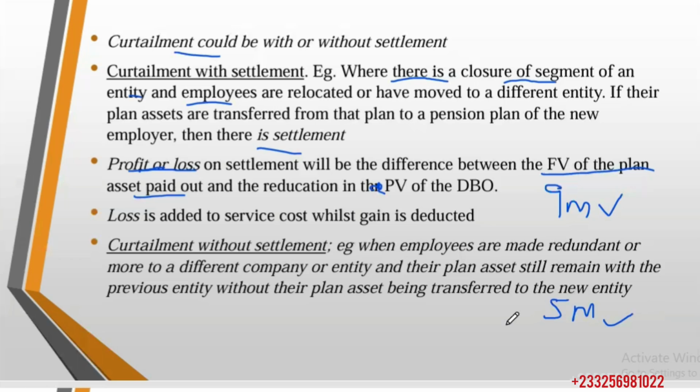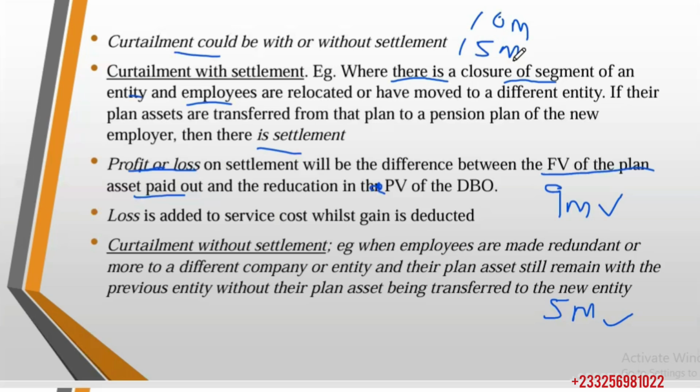Am I following? On the other hand, let's say you are transferring 10 million into the pension plan of the new employer when they are leaving the entity. You are transferring 10 million to the new pension plan, but your liability will reduce by 15 million. In this case, there's a gain because your asset is reduced by 10 million, you are paying them 10 million, but your liability is reducing by 15 million. So the liability is reducing more than the asset.